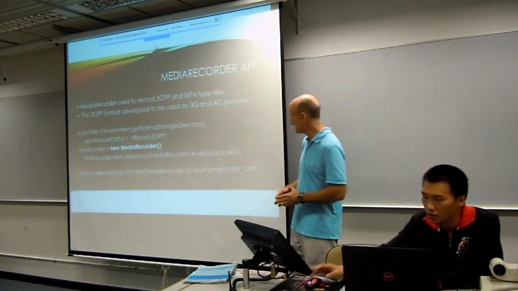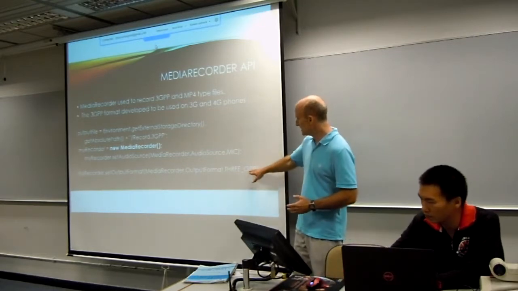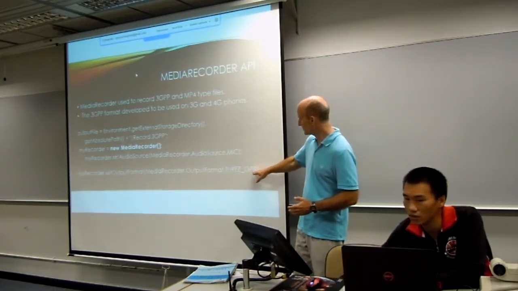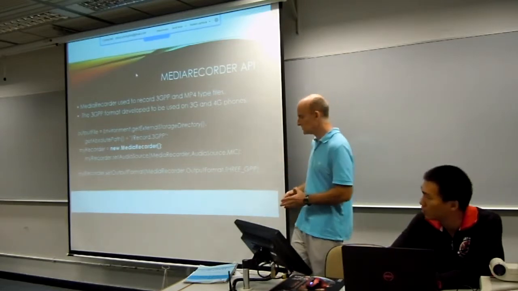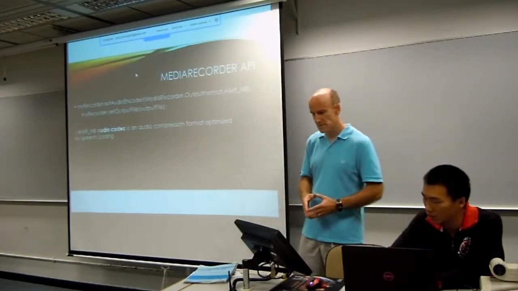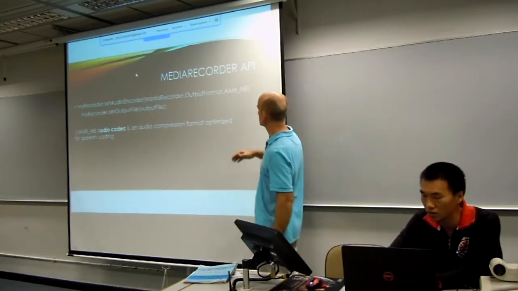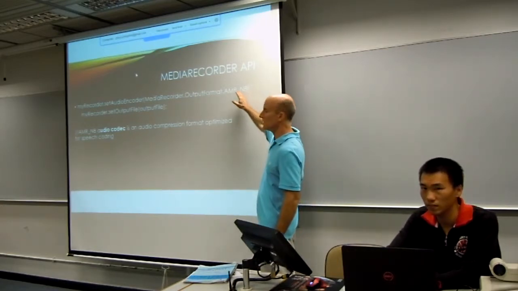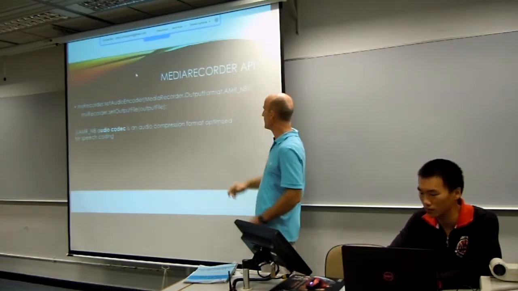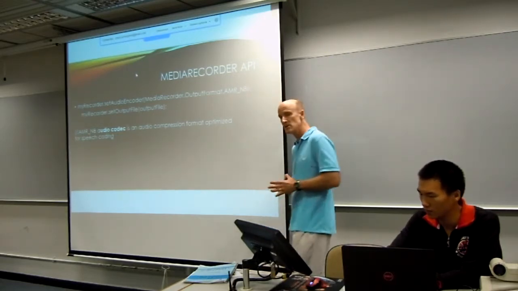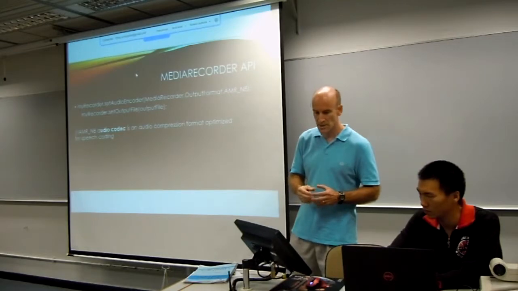One is MIC, meaning we're going to use a mic. Next, we specify the format 3_GPP. It could be MP4, but in our case, we're just using audio 3GPP. The next thing is that we have to specify what kind of audio codec we're going to use. AMR_NB is specifically used for speech coding.